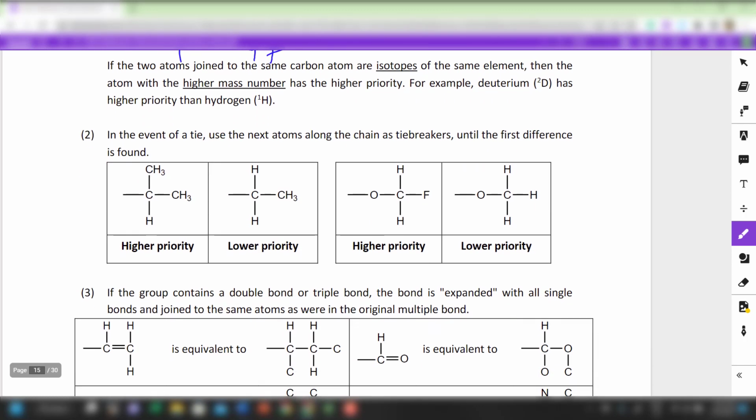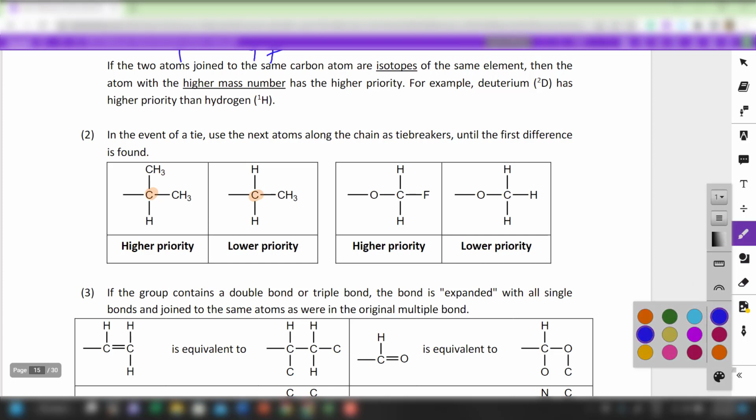Okay, so what if there is a tie between the two? What do we mean by a tie? For example, let me just highlight. This is a CC double bond, or the sp2 hybridized carbon. So you have a carbon bonded and a carbon bonded. Now there is a tie, right? So what do we do if there is a tie? The easiest way is really to look at the next 3 atoms bonded to it, and then we will move along until there is a difference being found.